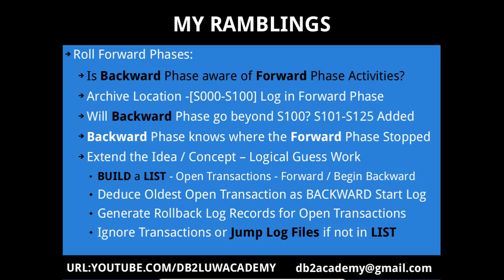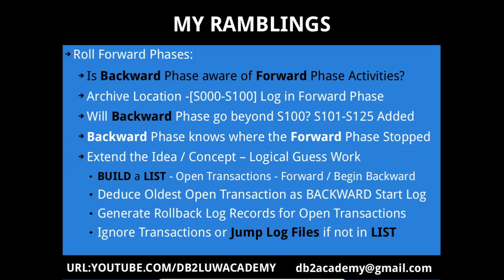The scenario in terms of an example would be, suppose I have in my archive location log files starting from S0000, so S0000000.log to S0000100.log. Let's say 0 to 100 is there in the archive location, and you initiate the roll forward to end of logs and complete. When you do that, you can observe in the list utilities command or the db2pd command using the recovery option, you can look at the various phases, and it will be in the forward phase initially.